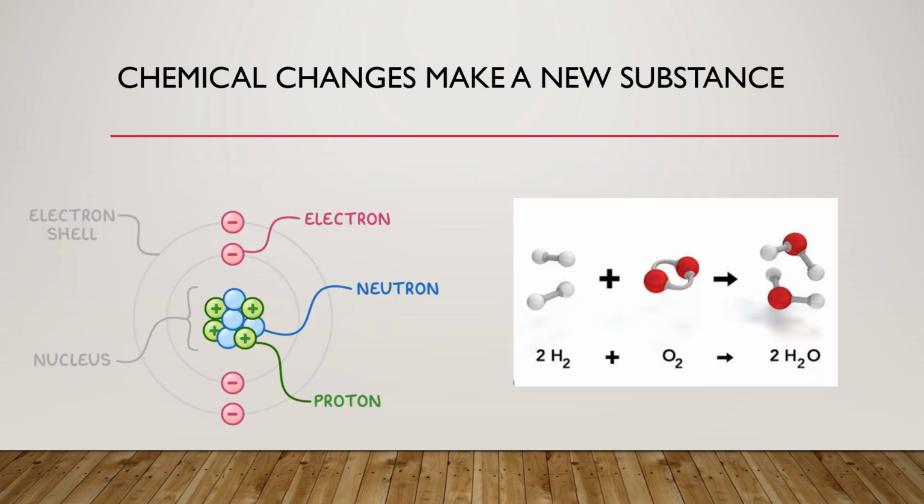Chemical changes are when a chemical reaction happens. A new substance is formed from the original ones. You can't just separate the original substances out anymore. You got a whole new thing, a compound. Or in the case of scrambled eggs, many compounds.